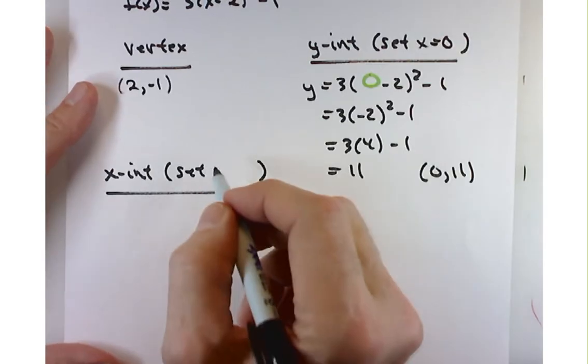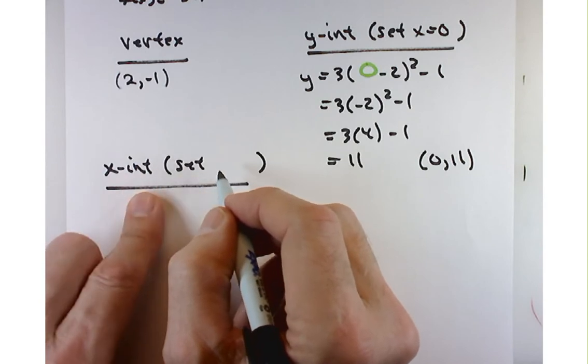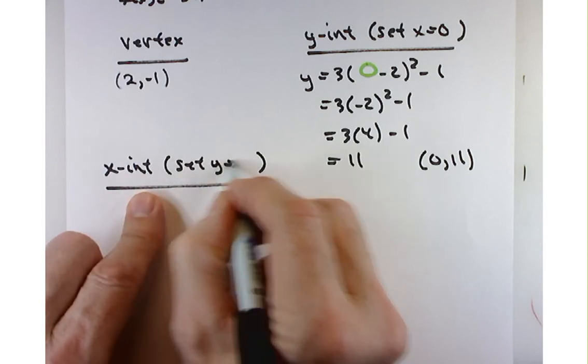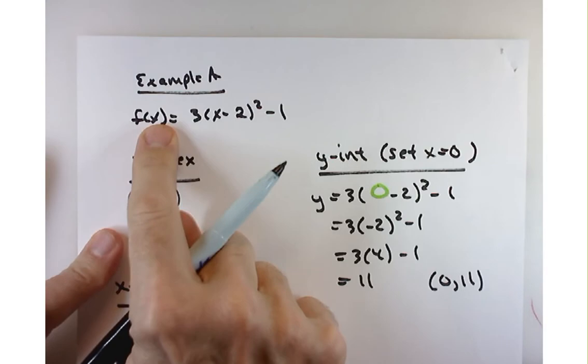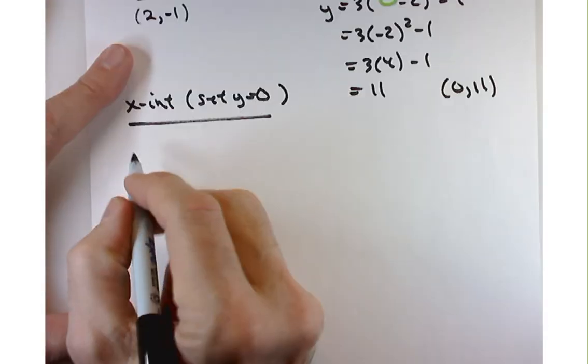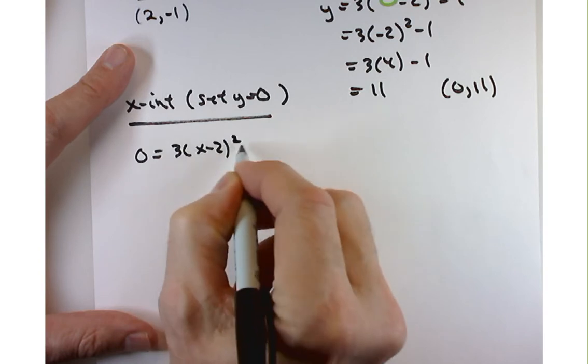Let's keep going. How are you going to find the x-intercepts? Set y equals 0. Awesome, set y equals 0. So, all right, let's do that. This is essentially my y. So I'm going to set y equals 0: 0 = 3(x minus 2) squared minus 1.